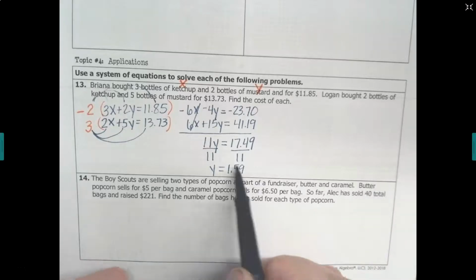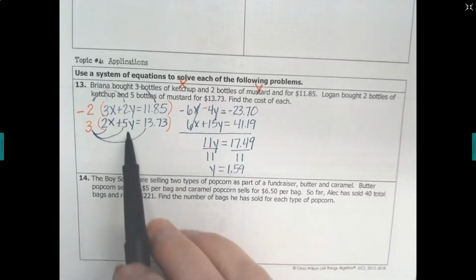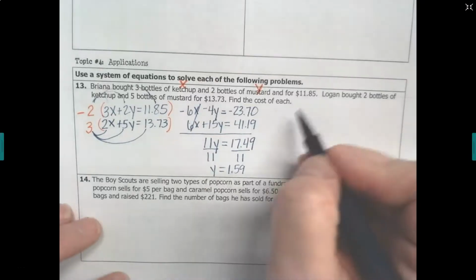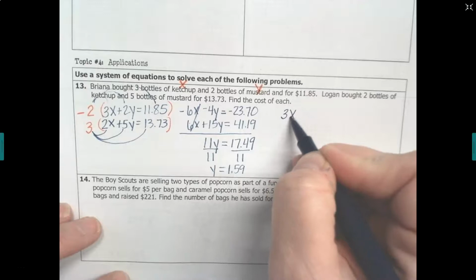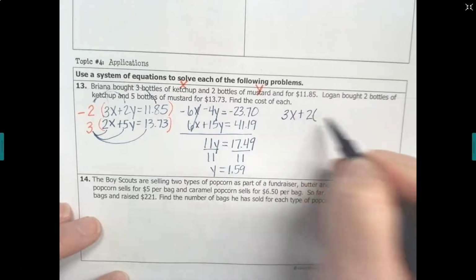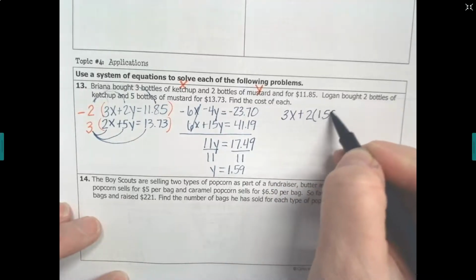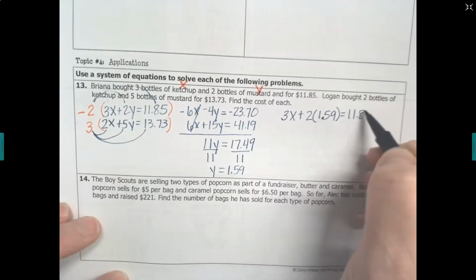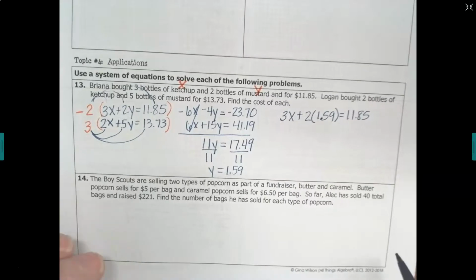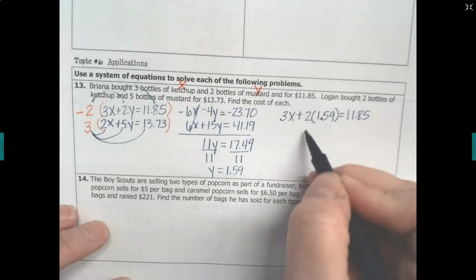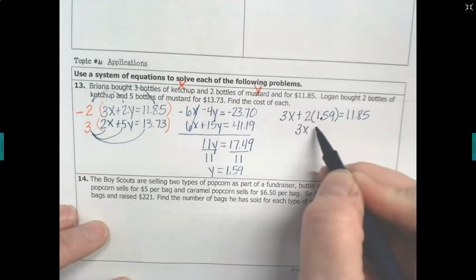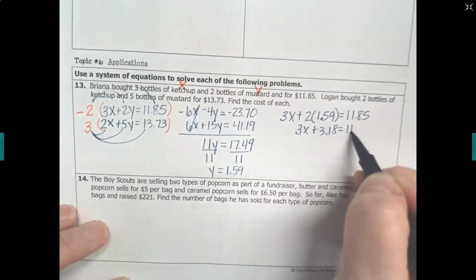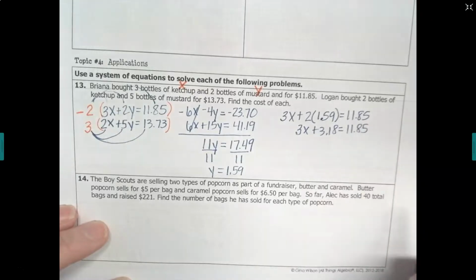Now to find the x, I'm going to take the y and I'm going to plug it into either one of these equations. It doesn't matter. I'm going to pick the top one. So we have 3x plus 2y, and now we know y to be 1.59, equals 11.85. Start simplifying. So we have 3x plus 3.18 equals 11.85.